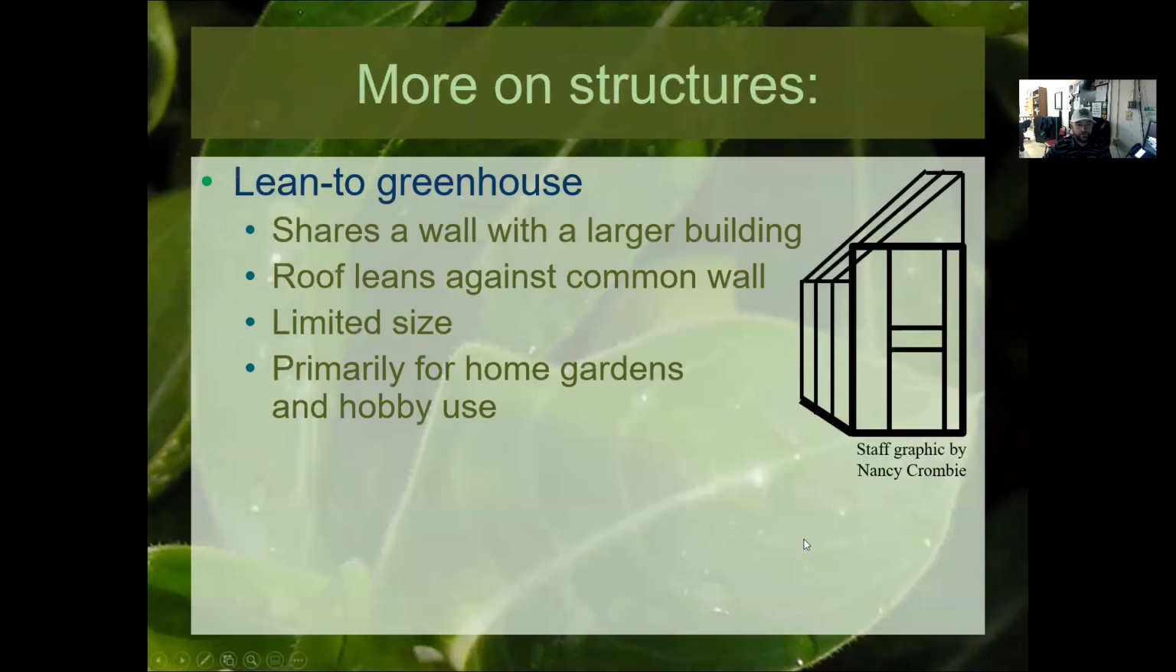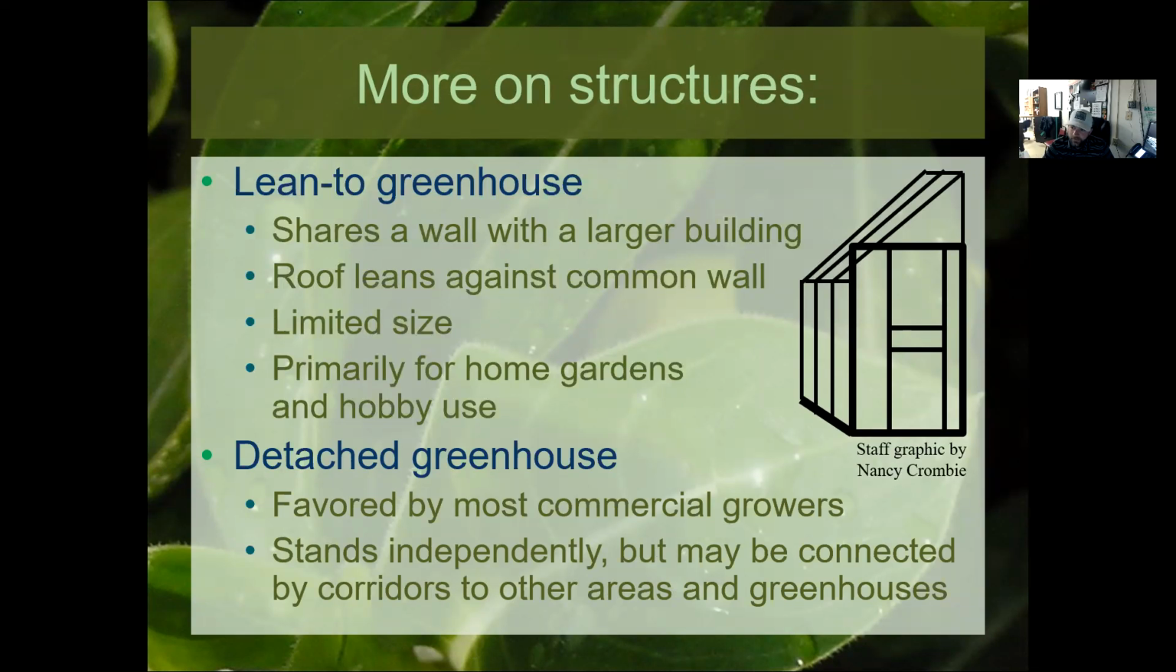So more on structures, lean-to greenhouses. These go up against a building. They share a wall with a larger building. Typically, they're going to take their heat from that building as well. The roof leans against the common wall. It's a limited size and primarily for home gardens, so you won't see that with an educational institution.